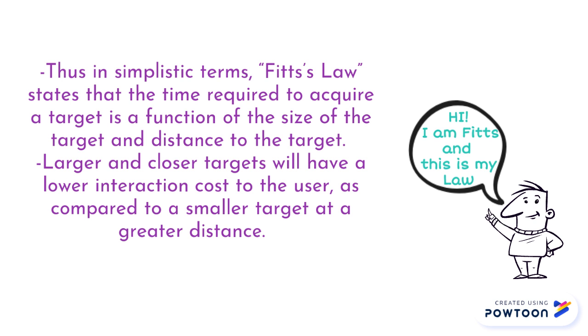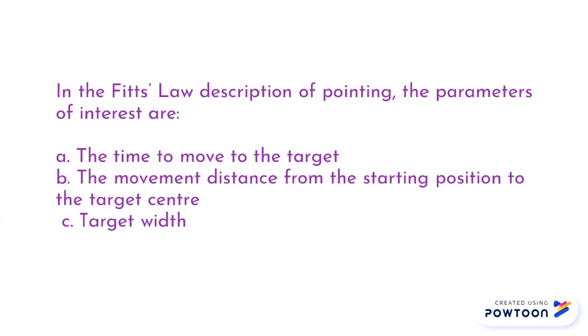Larger and closer targets will have a lower interaction cost to the user as compared to smaller targets at a greater distance. In the Fitts Law description of pointing, the parameters of interest are: A, the time to move to the target; B, the movement distance from the starting point to the target center; and C, target width.